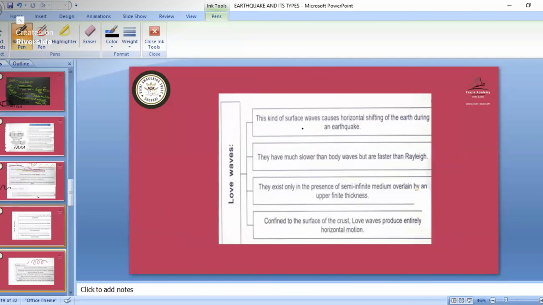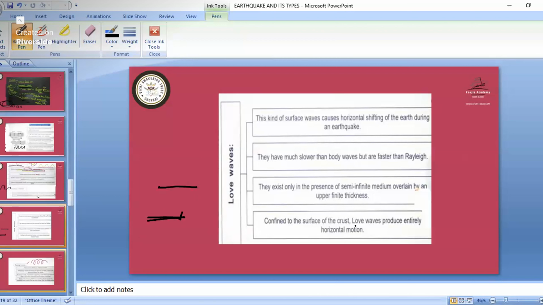So Love waves, what happens? This kind of surface wave causes horizontal shifting of the earth during an earthquake. When that horizontal shifting of the earth takes place, that is known as Love waves. They are much slower than the body waves but faster than Rayleigh waves. They exist in the presence of a semi-infinite medium overlain by an upper finite layer. That means when there is an earthquake, they move some parts in a horizontal direction. So that is Love waves.